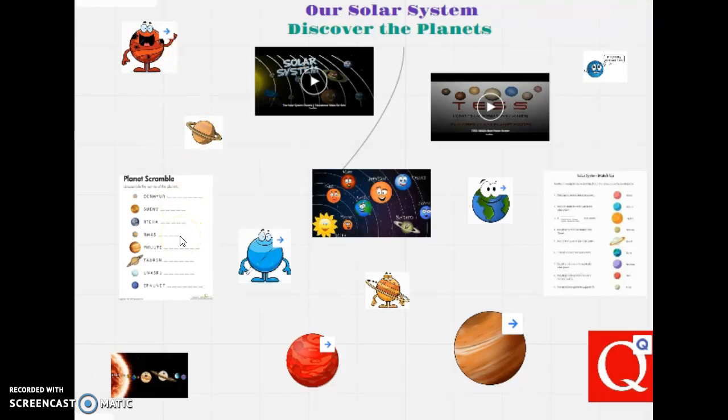I then have two interactive pieces on the whiteboard. I've got Planet Scramble and I've got a matching game. This one you just read the sentence and match it with the appropriate planet. This one is a word scramble, which is self-explanatory. And of course the idea is to get the students out of their seats and they can come up and write right on the whiteboard, which they all love to do.